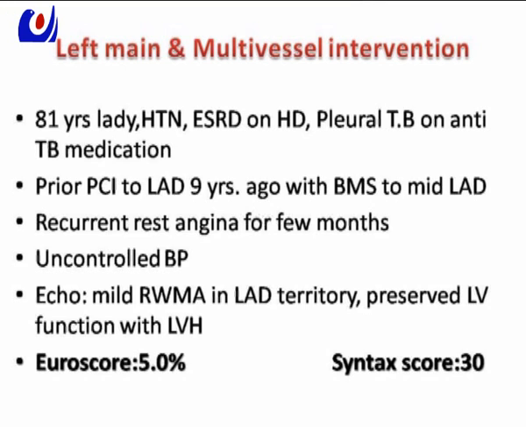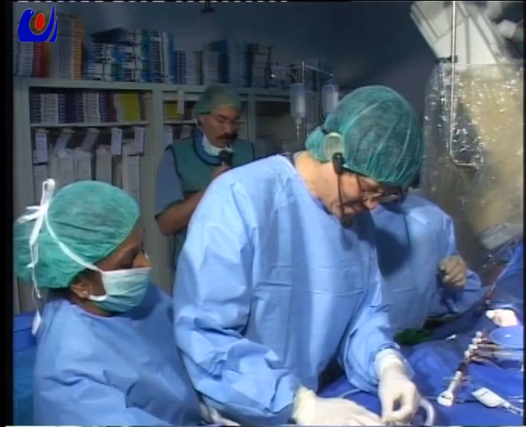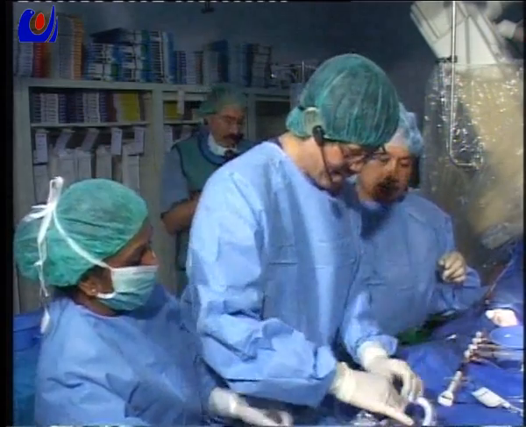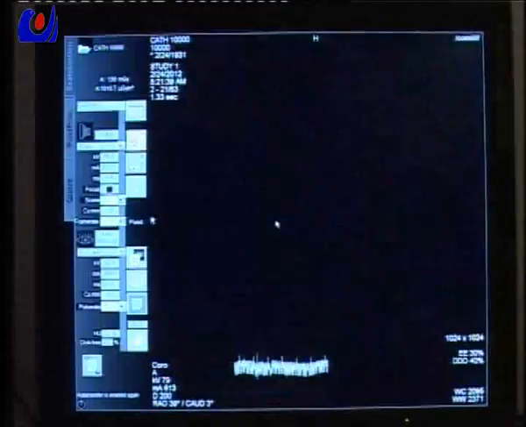Currently, she presented with severe chest pain with T-wave inversion in all her chest leads, associated with severe hypertension. Her clinical examination was unremarkable except for this uncontrolled hypertension. Her echo showed mild segmental wall motion abnormality related to her LAD territory with preserved LV function, ejection fraction more than 50%, with evidence of LVH and a calcified mitral annulus.